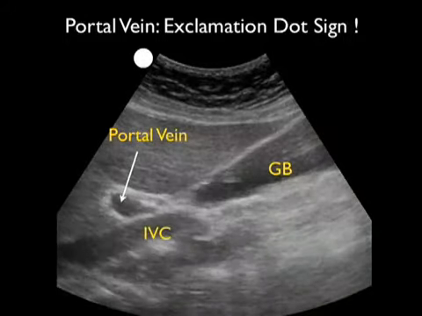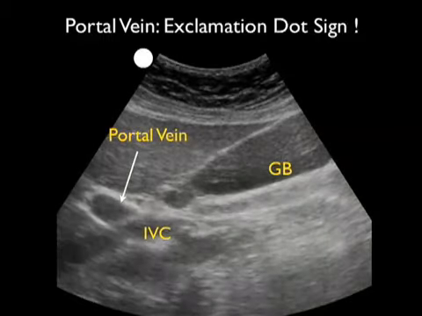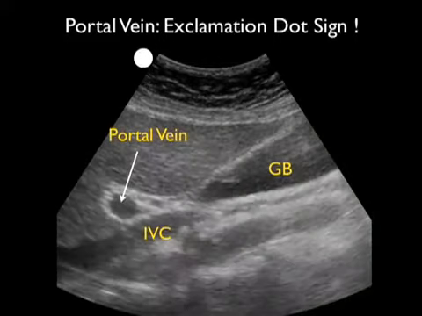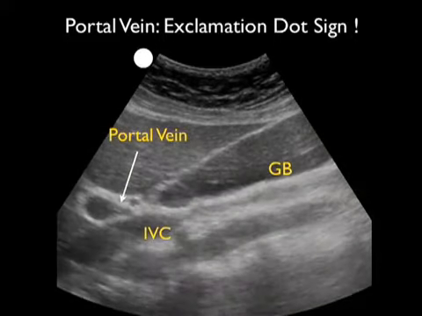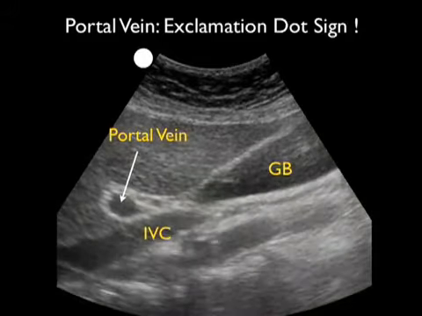Notice that the dot, the portal vein, has hyperechoic walls due to the fact that it's bringing greasy blood from the intestine to be filtered by the liver. We see the white line connecting the gallbladder to the portal vein, that is the median lobar fissure, and posteriorly we see the inferior vena cava.